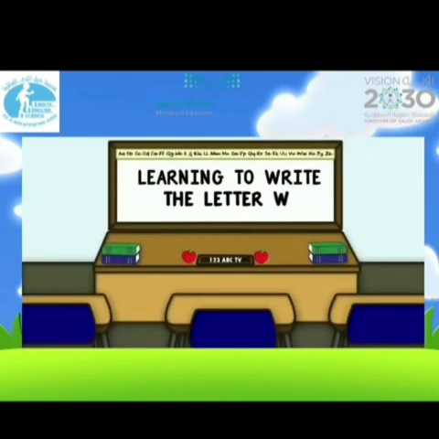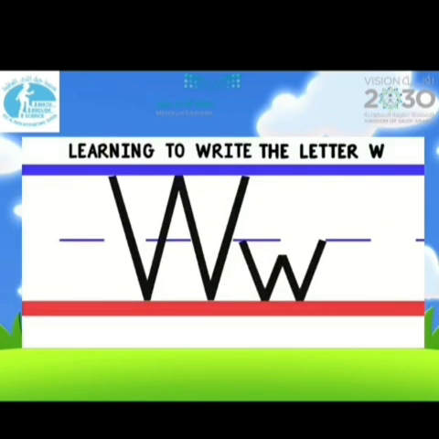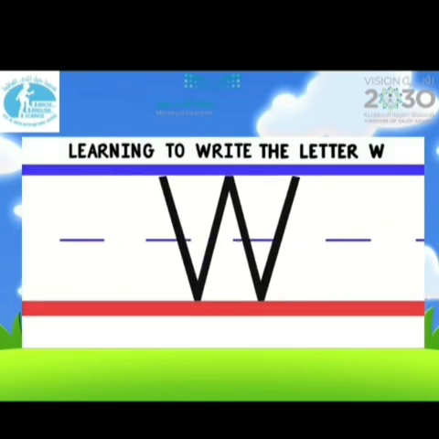Hi, kids! Welcome to the classroom. Let's learn how to write the letter W. W as in walrus. We'll start with uppercase or big W. To write uppercase W, we'll start at the top and do a diagonal line down. Then we'll do a diagonal line up, another diagonal line down, and a diagonal line up. Good job! Let's do that again.